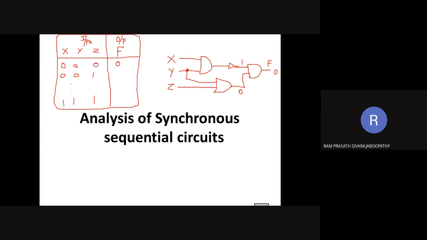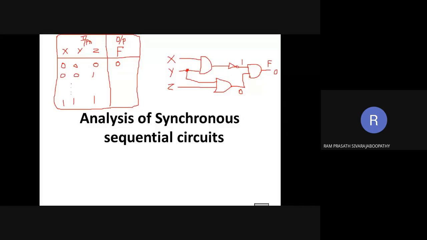In the case of a combinational circuit, straight away you have some output function F in terms of a Boolean equation, so that you can fill the outputs for the corresponding input combinations. Is it clear for everyone? So this is the way you can analyze a combinational logic circuit. Whereas a synchronous sequential circuit is analyzed in a different way.